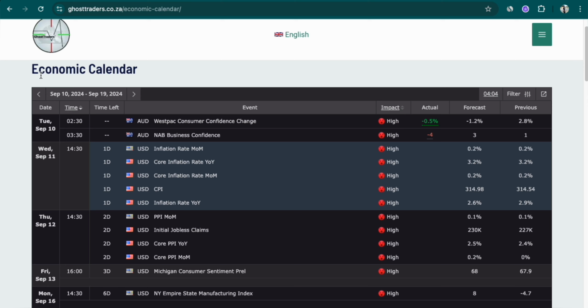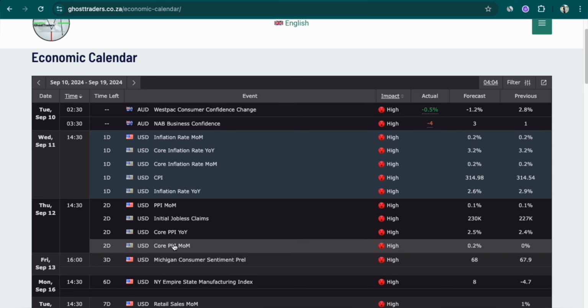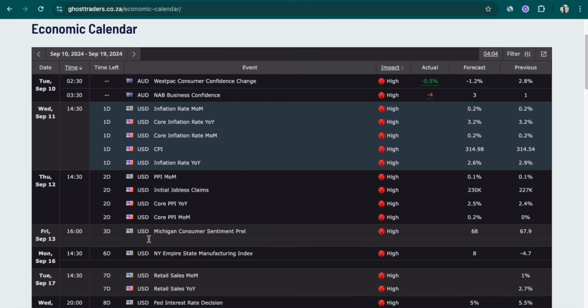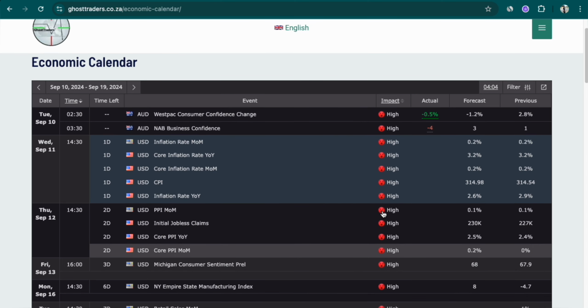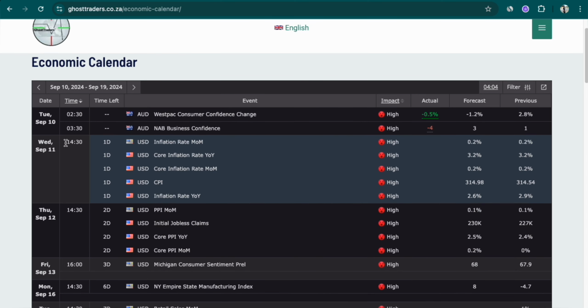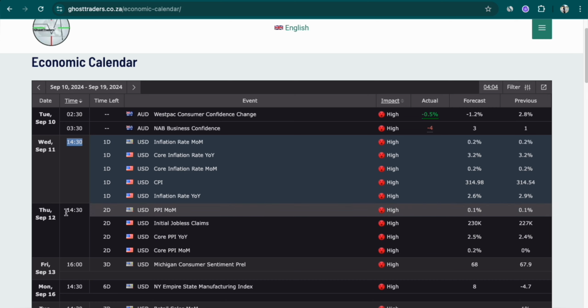So this is our economic calendar. For this week, we're going to look at any news that might impact our trading. You can see we have the Australian dollar, which I believe this one has already happened as of the time of this recording. Also you can see on Wednesday we're going to have this high impact news, and then on Thursday we're going to have this high impact news. What you need to do with this information, you can see here this is 14:30, so this is South African time.